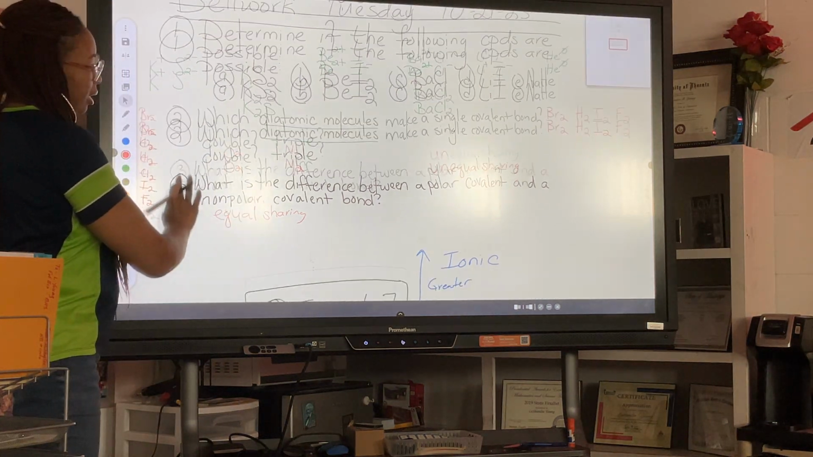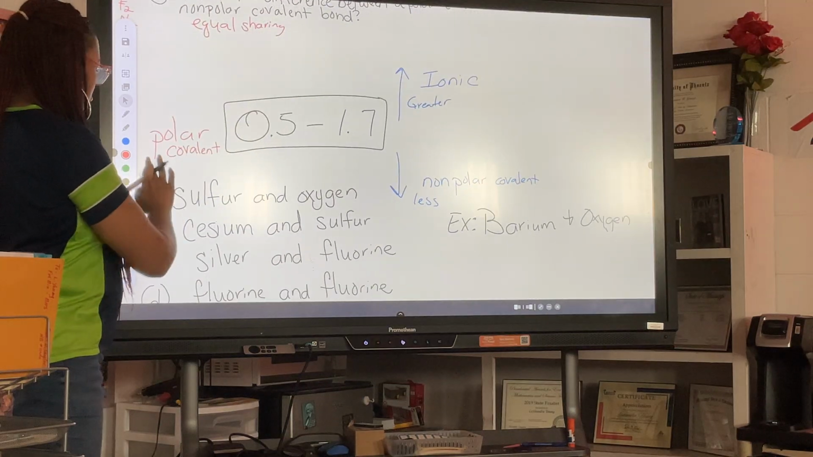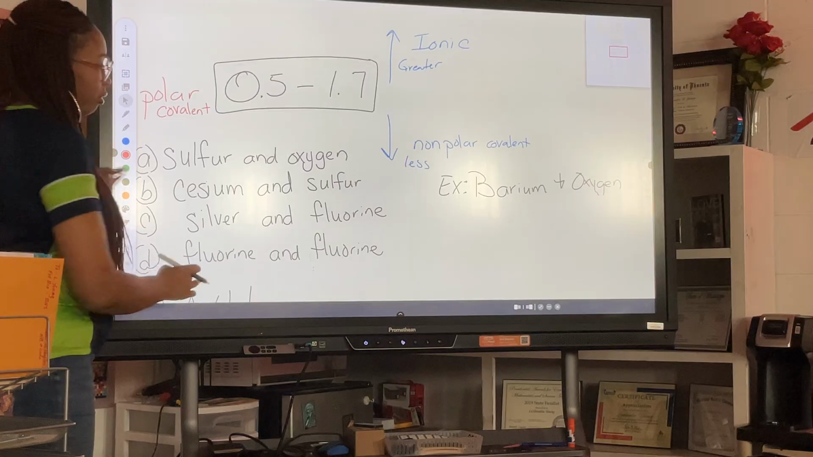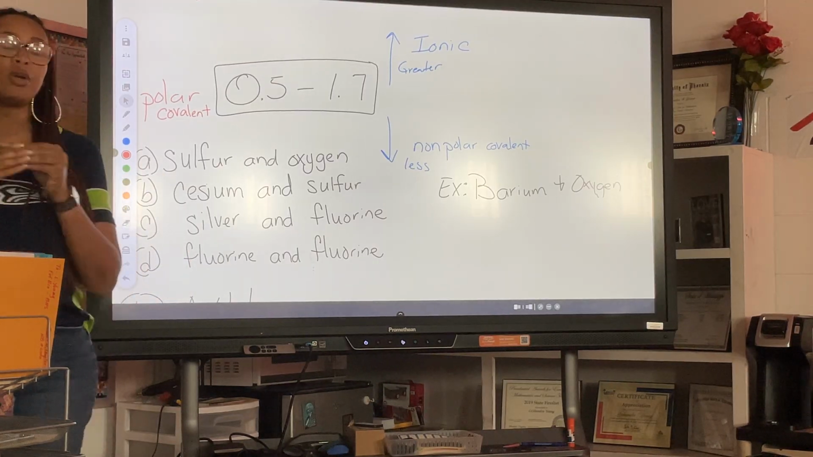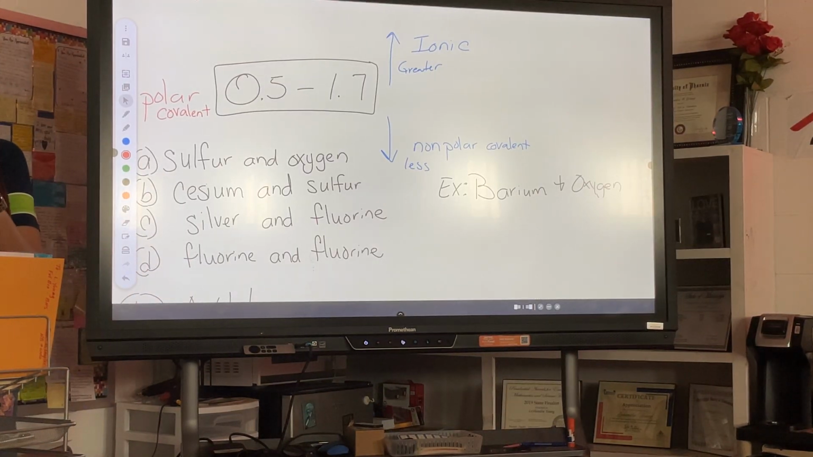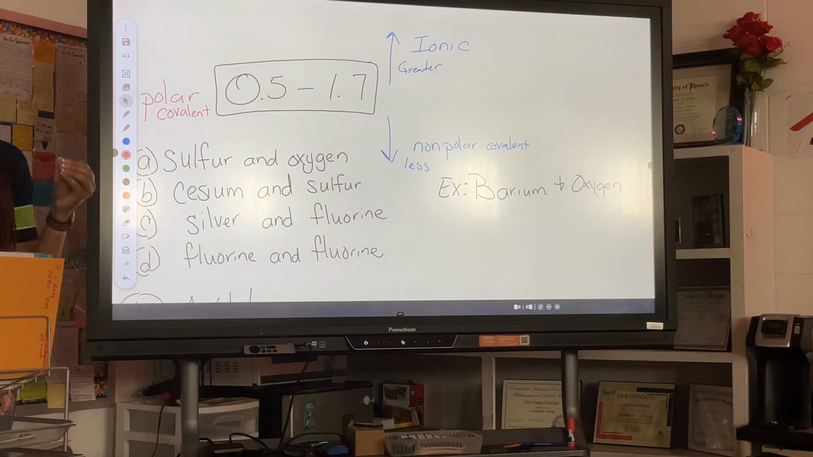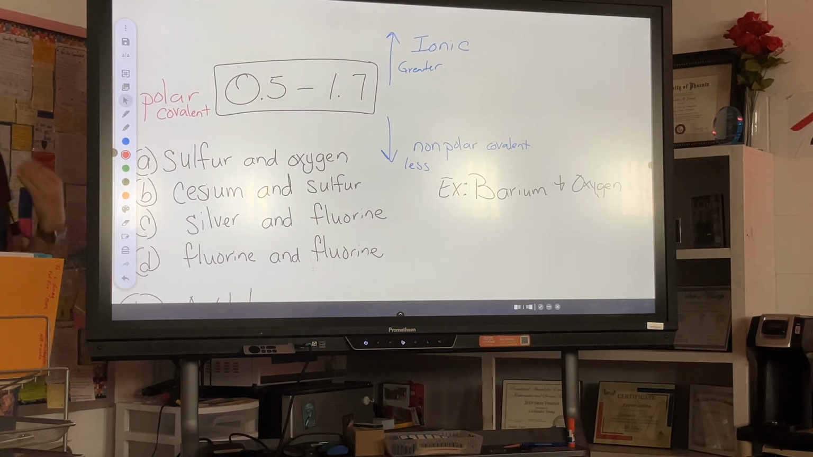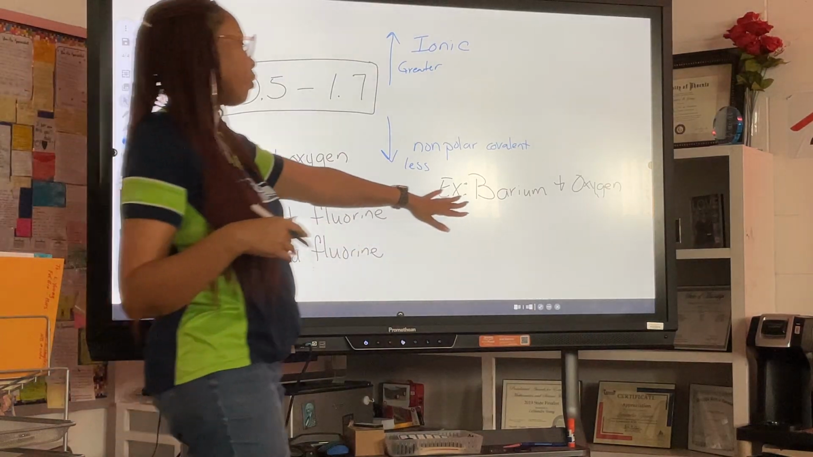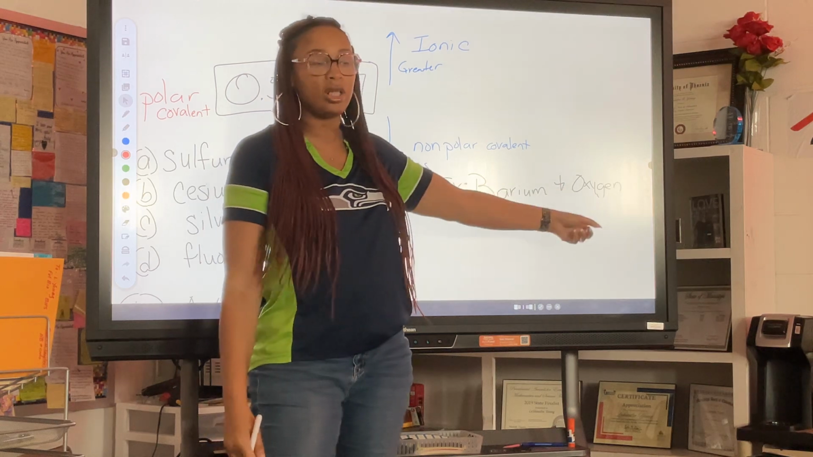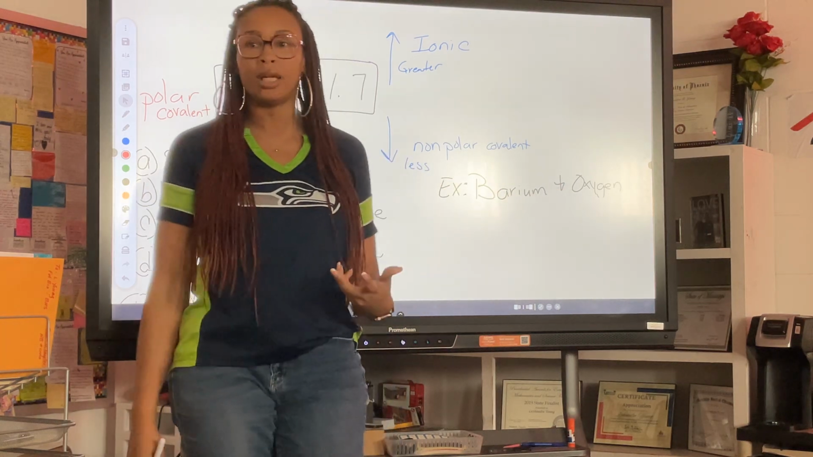So we're going to do one together, and then you're going to do these four, where you're going to tell me the actual value, and you're going to tell me whether or not that bond is ionic, polar covalent, or non-polar covalent. Now, we can pretty much look at a periodic table and predict whether or not something should be ionic, but we're going to prove it with the electronegativity values. Let's do barium and oxygen. Barium is a what? Metal or non-metal? Metal. Oxygen is a? What type of bond am I predicting?